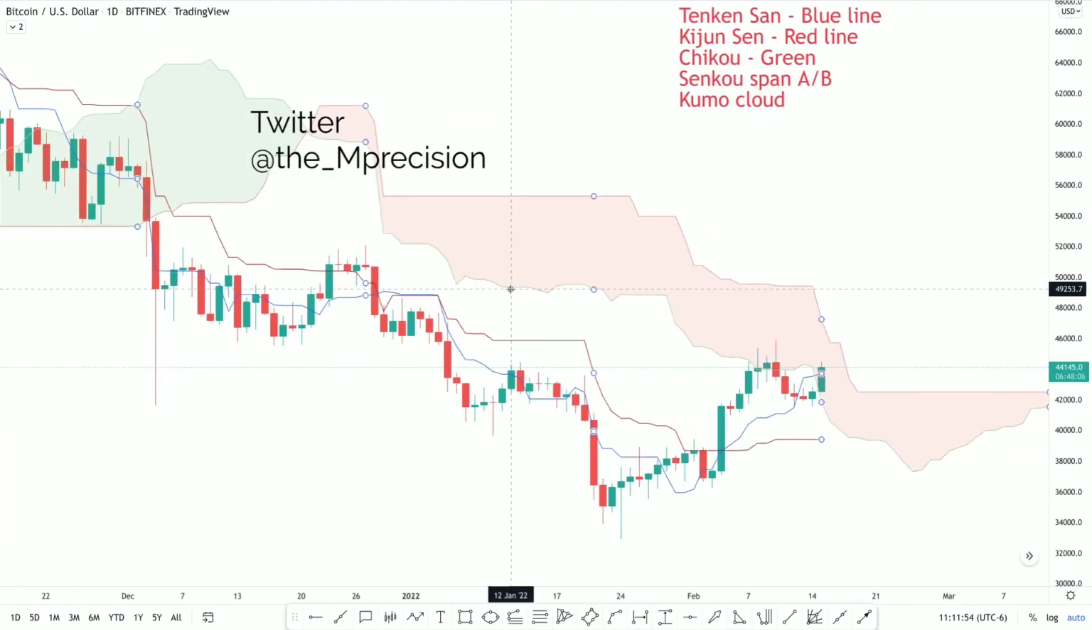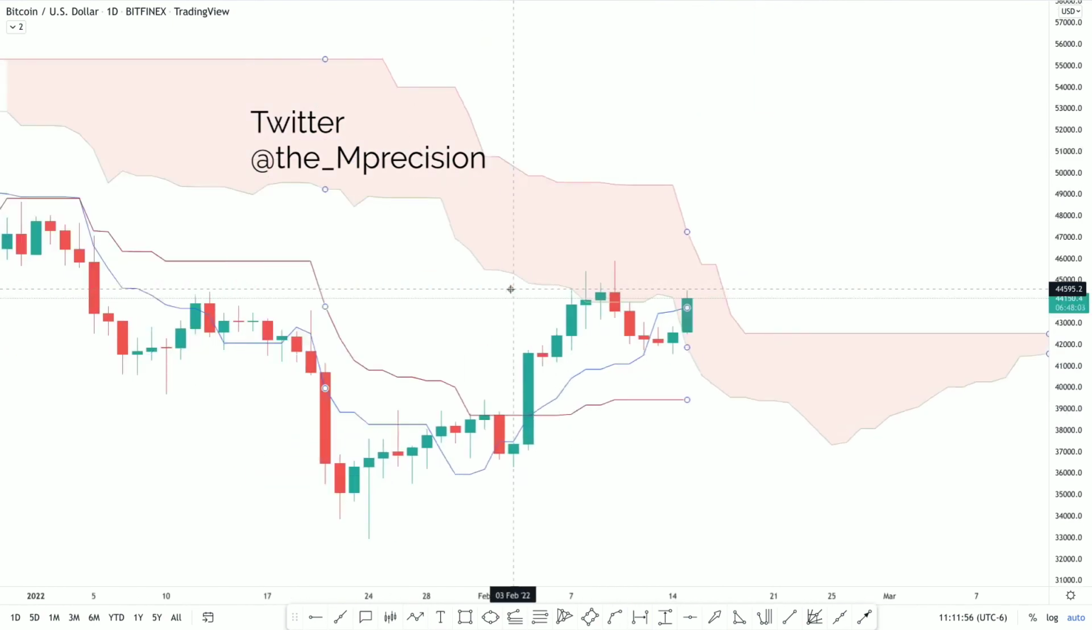Coming back to this, and let me just cover this point as well. So look at this point. At this current time, if you look at Bitcoin, the blue line has crossed the red line. That means it's an indication that, hey, you should go long, right? But where is the price? The price is below the cloud, which is a short position. So one side you're getting a long signal, the other side you're getting a short signal. What do you do?